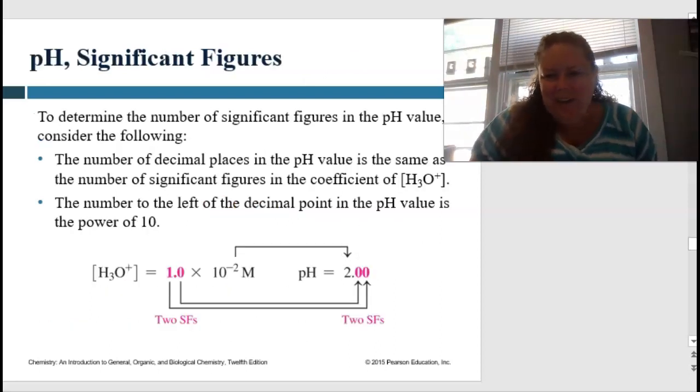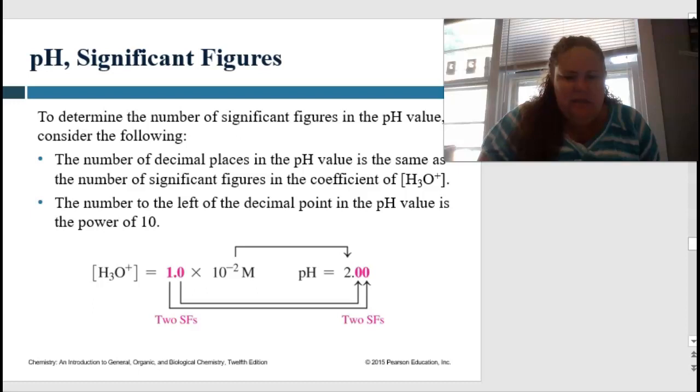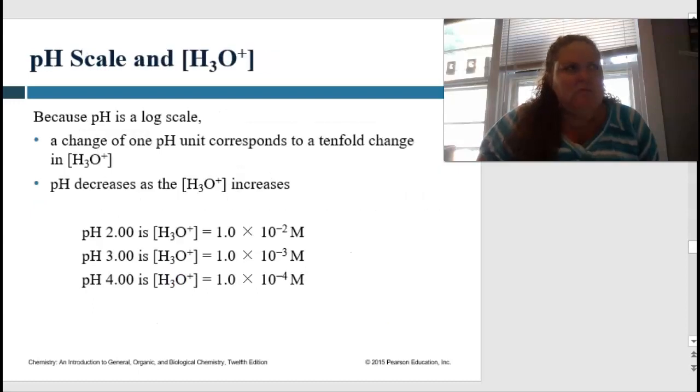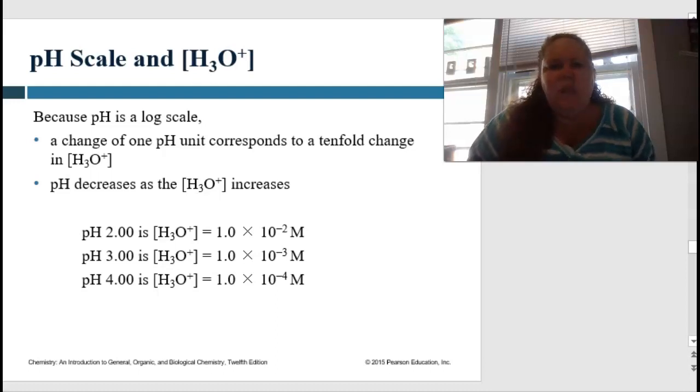So, yeah, your favorite, sig figs. To determine the number of significant figures in the pH value, let's consider the following. The number of decimal places in the pH value is the same as the number of sig figs in the coefficient of H3O+. The number to the left of the decimal point in the pH value is from the power of 10. So 1.0 would be 2 sig figs, and that would be the 2 decimal places. So we have to keep those equal, as you guys remember from the very first chapters, or I think it was module 2. Because the pH is on a logarithmic scale, if we change one pH unit, it corresponds to a 10-fold change in the amount of H3O+.